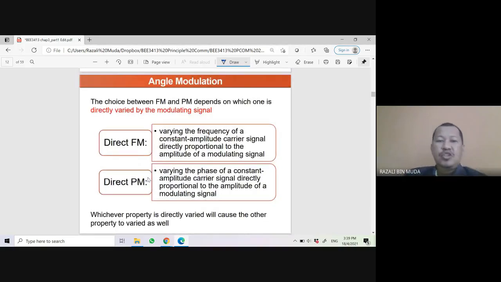Angle modulation: the choice between FM and PM depends on which one is directly varied by the modulating signal. Direct FM means varying the frequency of a constant amplitude carrier signal directly proportional to the amplitude of a modulating signal. Direct PM means varying the phase of a constant amplitude carrier signal directly proportional to the amplitude of a modulating signal. Whichever property is directly varied will cause the other property to vary as well.